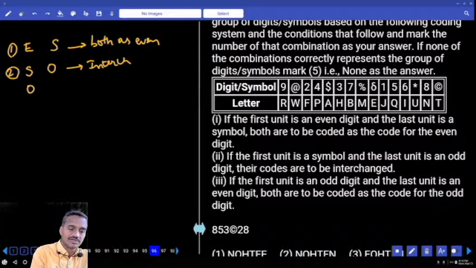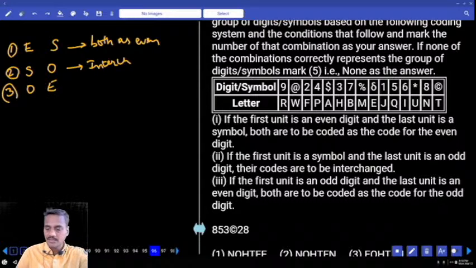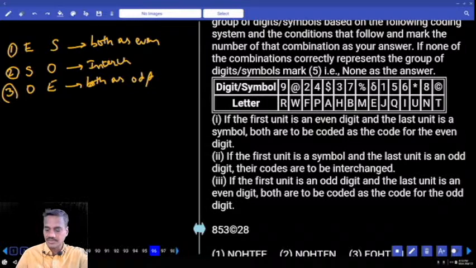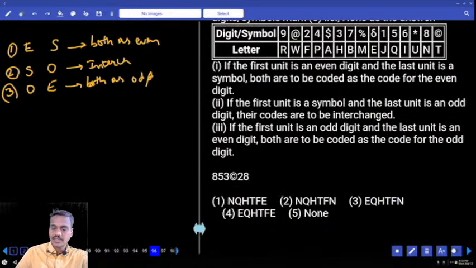And if the first is odd and the last is even, then both are to be coded as the code of the odd digit. Now these are the 3 rules given here. Then coming to question number 96.